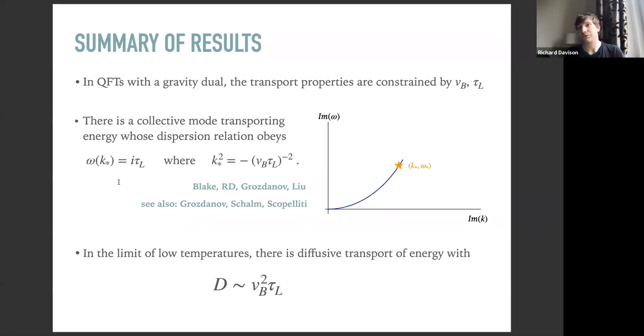So what this is saying is if I take my dispersion relations from my poles, and I allow them not just to be functions of real wave number k, I analytically continue the wave number and allow it to be imaginary, then when my wave number equals this particular combination of the butterfly velocity and tau L, I have to have a pole sitting at energy i times tau L. To a large extent, independent of the details of the holographic theory.